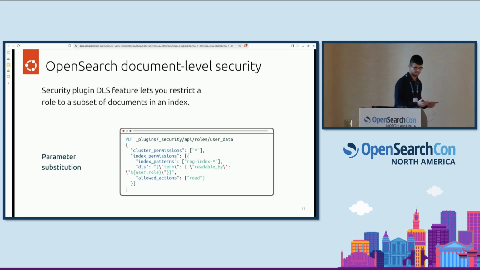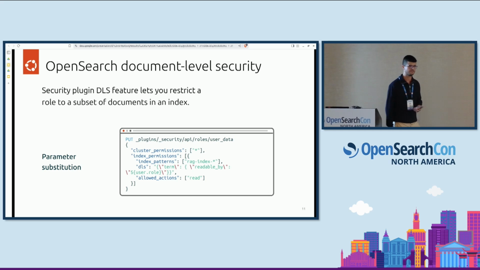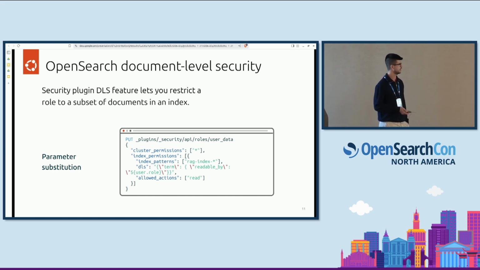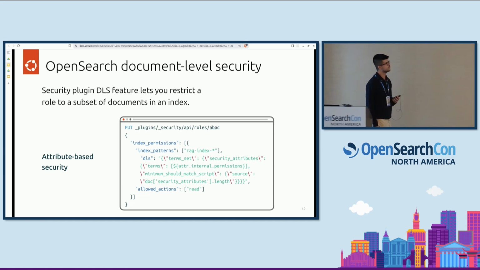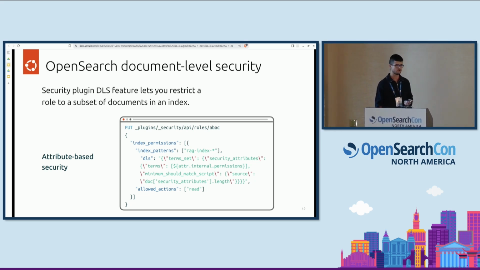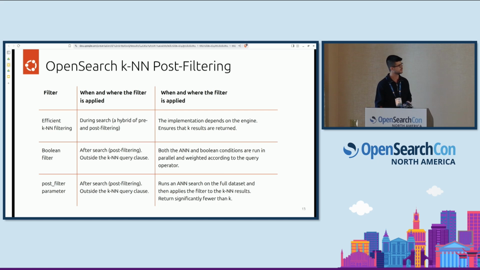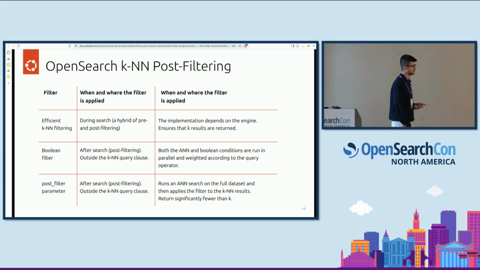So OpenSearch has some built-in security features that can help you with that: document-level security through one of the different mechanisms that exist, parameter substitution being the first one, or attribute-based security, for example. But we decided to try a different approach in our use case. We decided to explore how we can use the KNN post-filtering in order to filter the content that the final user is going to receive.